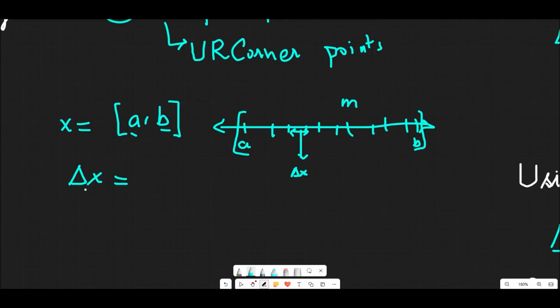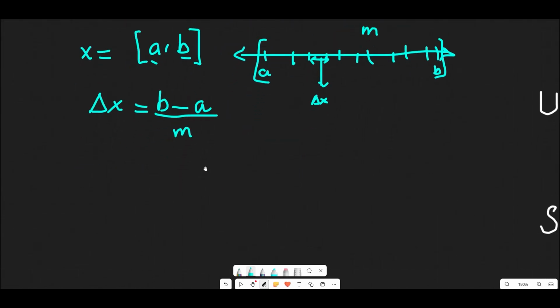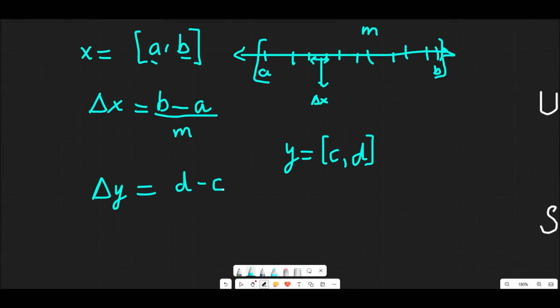So how to calculate this delta x? Delta x would be equal to the upper limit, or you can say the upper boundary, minus the lower limit, or the lower boundary point, divided by m. M is the number of intervals. That's how we will calculate our delta x. And for delta y, let's say y is the closed interval c to d. Then it is the upper boundary point d minus the lower boundary point c, divided by n. N is the number of intervals for delta y.